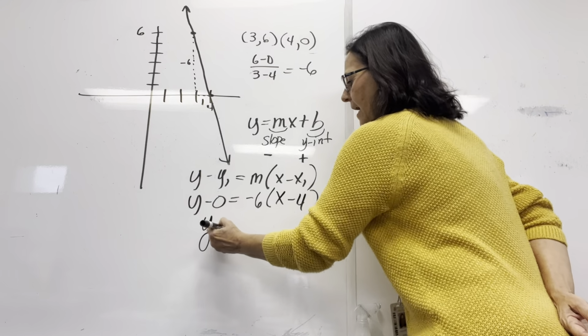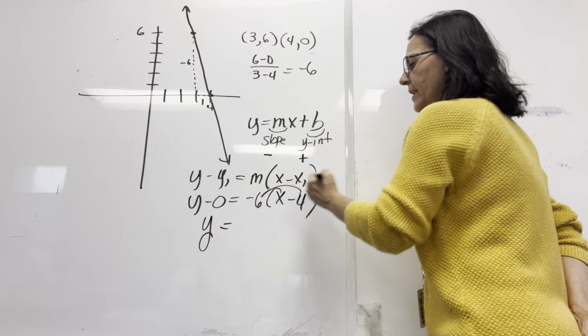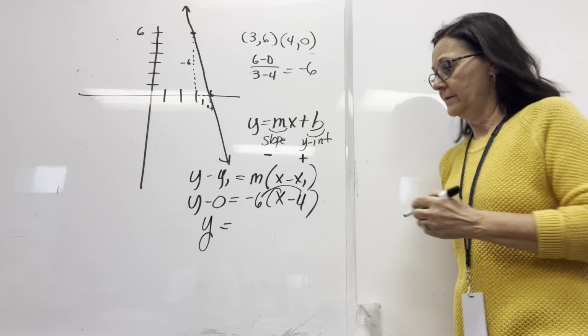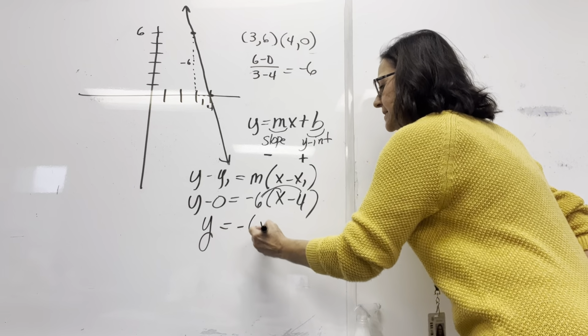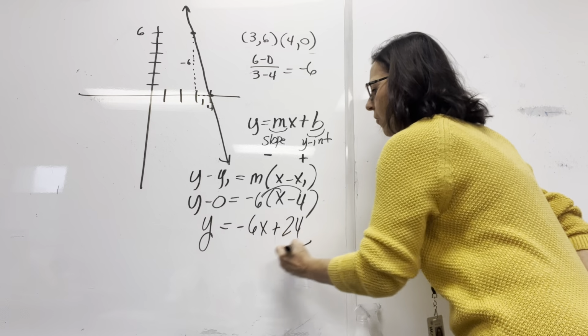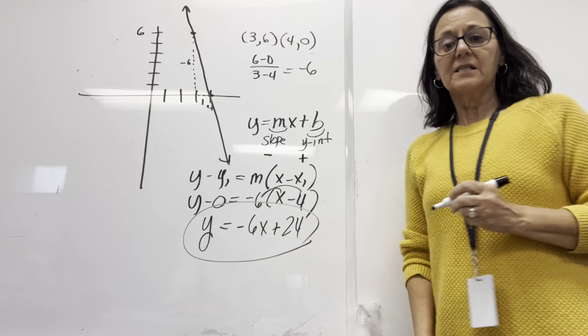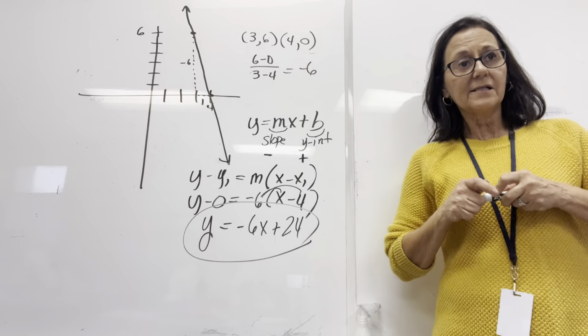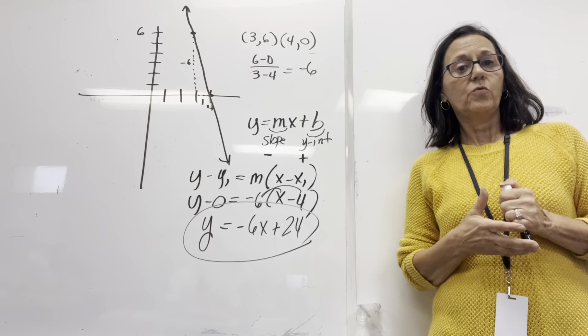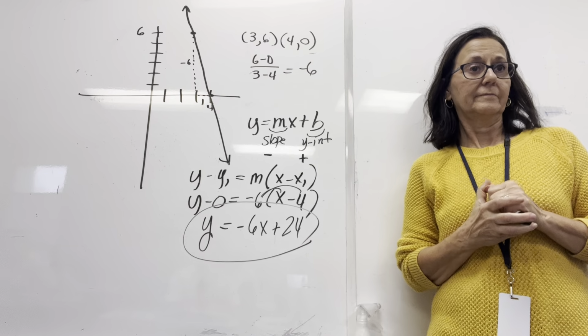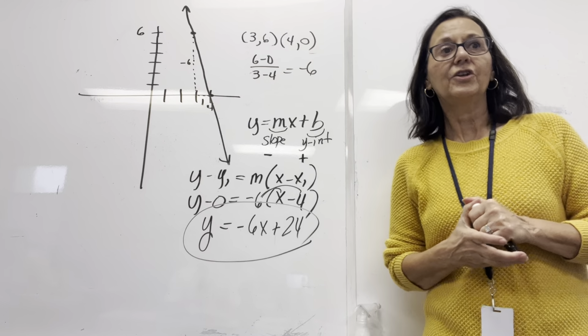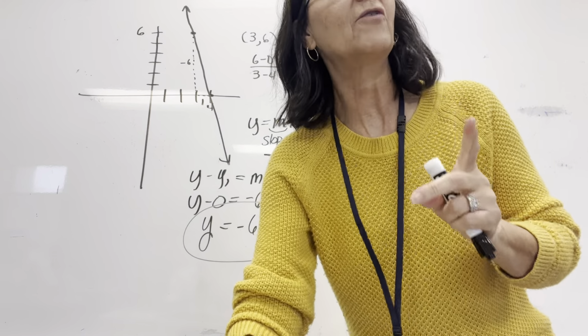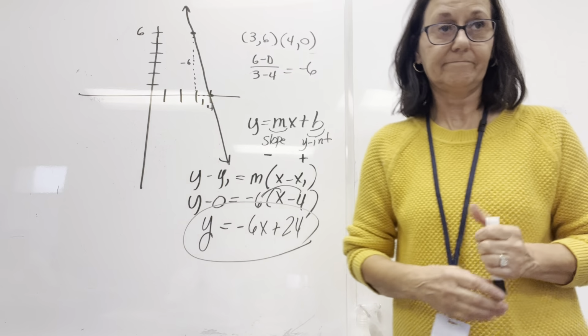So the left-hand side is just y. I distribute the negative 6, and I have negative 6x plus 24. That makes sense to me. I do believe that probably crosses the y-axis at positive 24. So we already knew how to do this. The only difference is you don't see the y-intercept now.